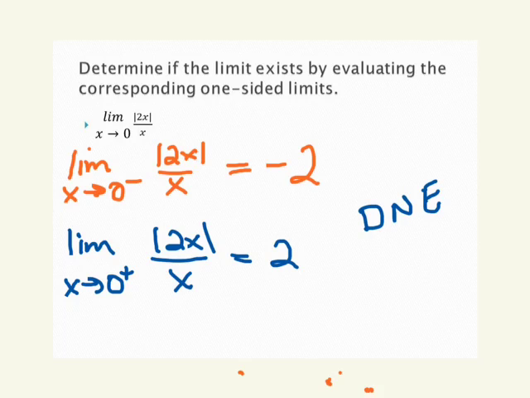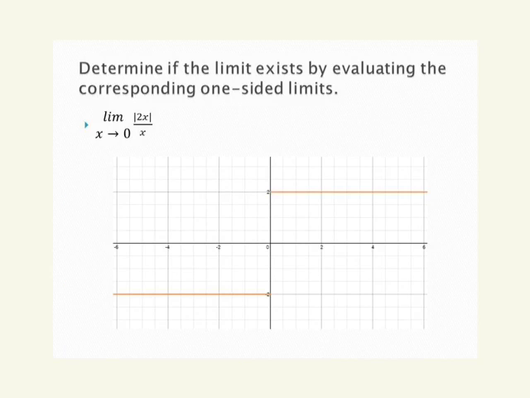Because as we approach this function from the left side, it approaches a -2. As we approach it from the right, it's a +2. We don't have a limit that's existing. And we can verify this if we look at the graph of this function. So let me pull up the graph. So here you can see the graph of this function.